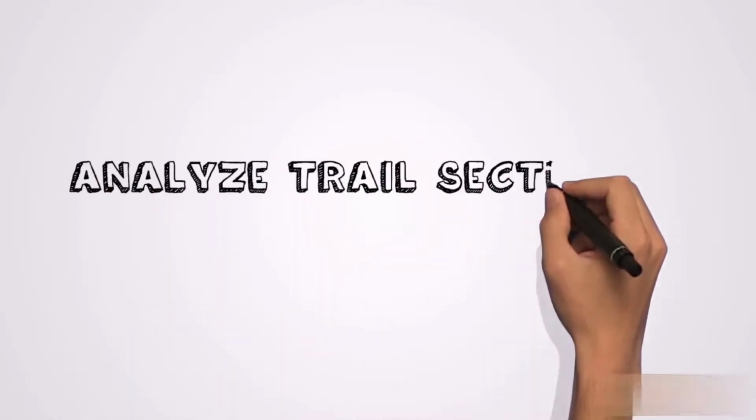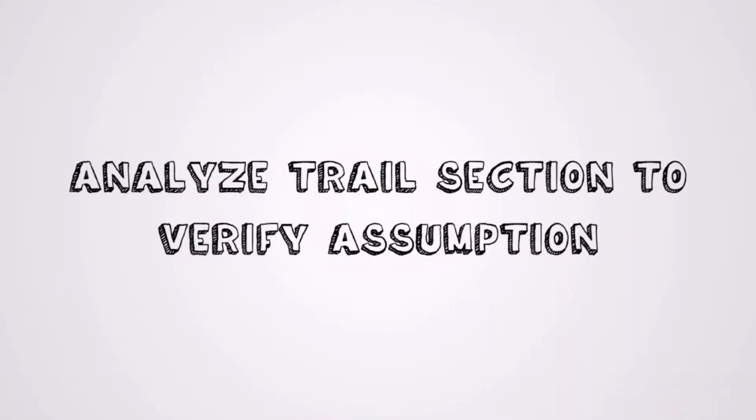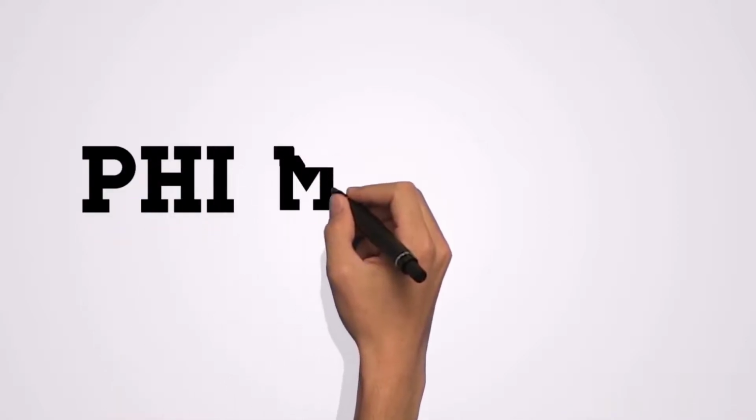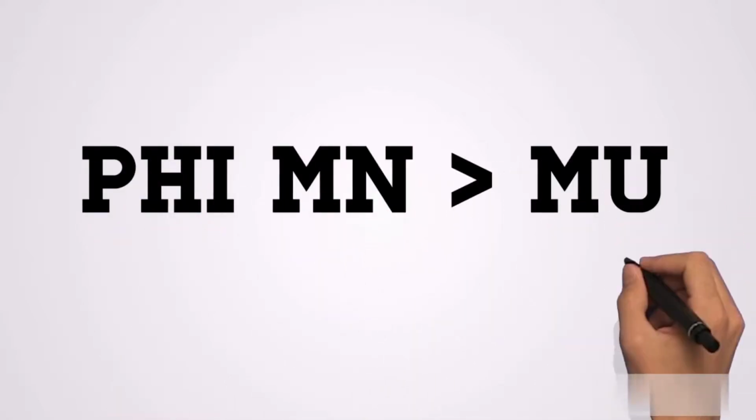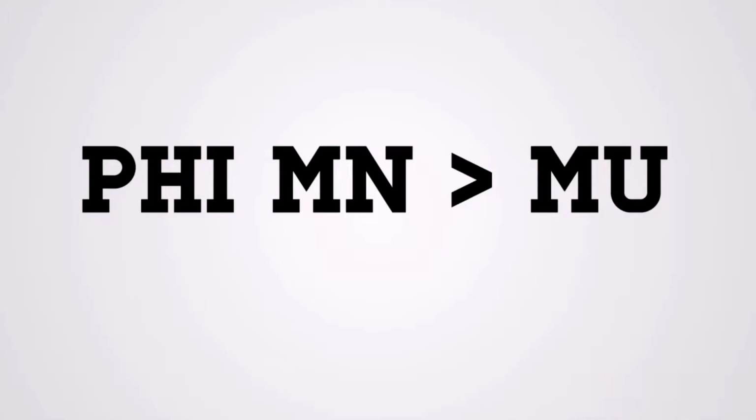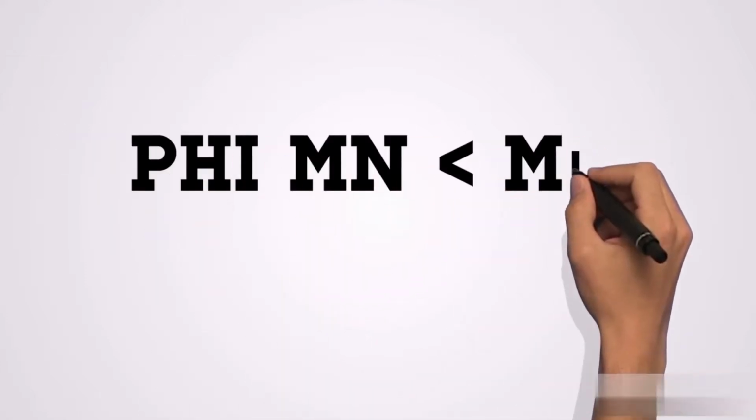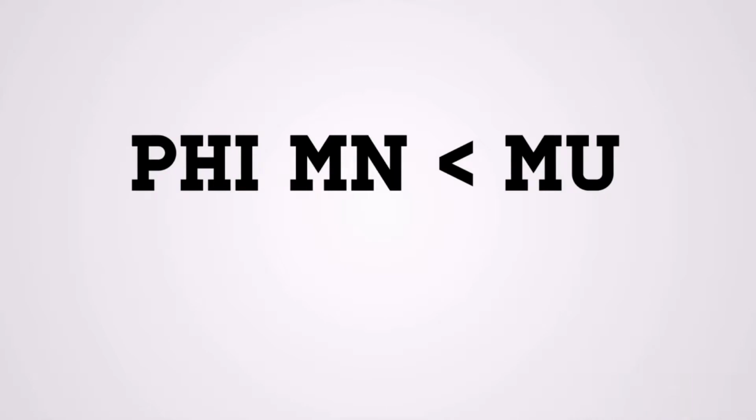Now the last step, which is step 9, is we are going to analyze the trial section to verify assumptions. What you are going to do is make sure it meets ACI requirements. That is phi Mn, which is the design nominal moment, should be greater than Mu, which is the ultimate moment. So the beam is safe if phi Mn is greater than or equal to Mu. And if not, you need to go back and change some parameters.